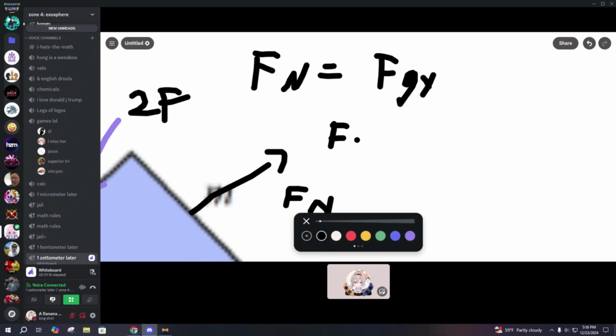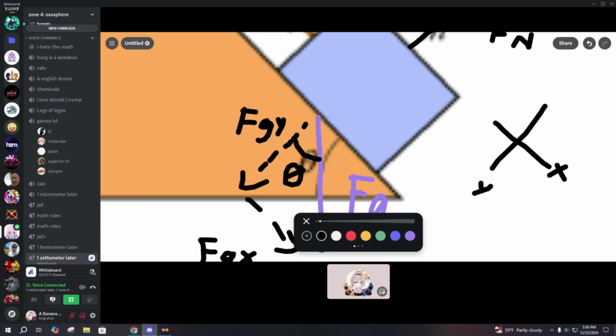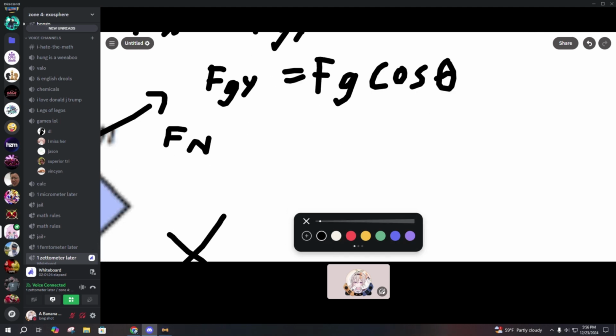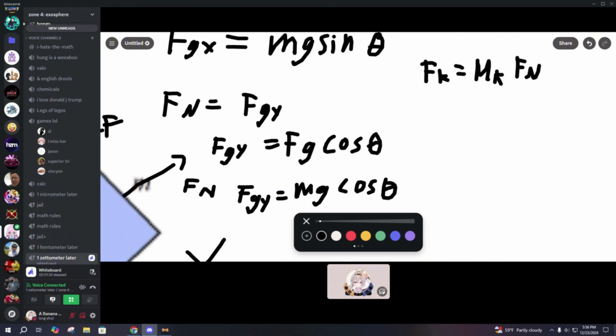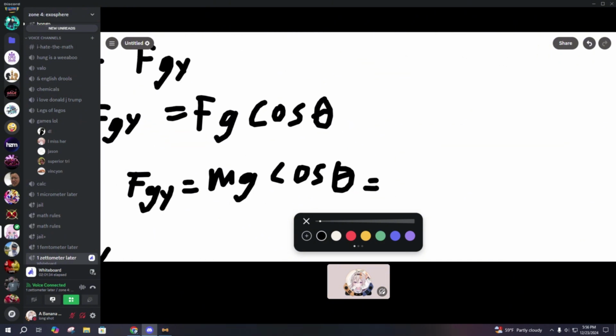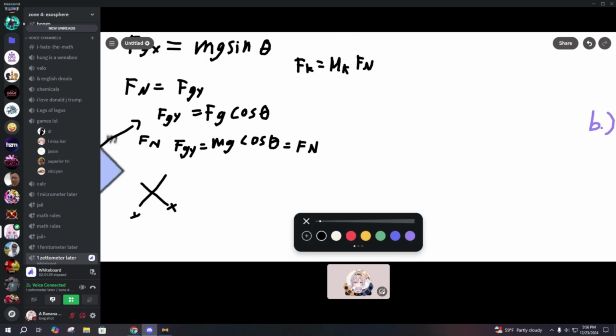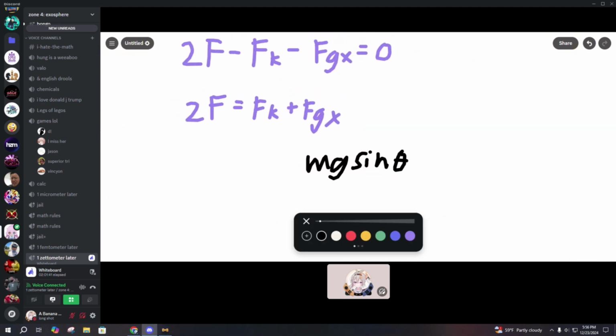And Fgy, since Fgy is adjacent to the angle, it's going to be cosine, so it's Fg cosine theta. Again, Fg is mg, so I'm just going to rewrite that as mg cosine theta. And that's what Fgy is going to equal. And with that, I can say Fn is also equal magnitude-wise to mg cosine theta. Okay? So, because of that, I can plug in.